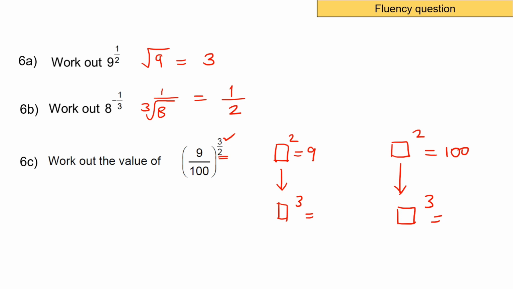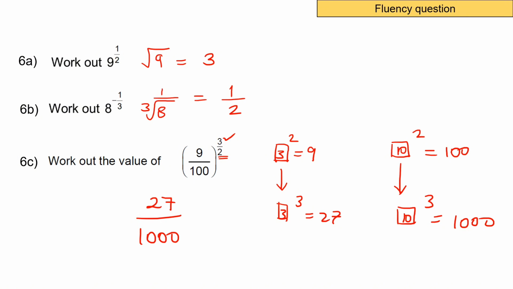So 3 squared is 9, 3 cubed is 27, so the numerator is going to be 27. 10 squared is 100, and then you take the same 10. 10 cubed is going to be 1000, and that's 1000.